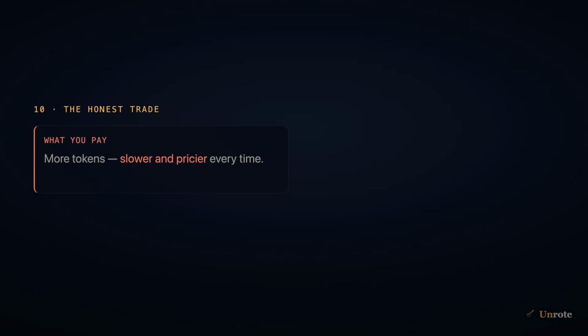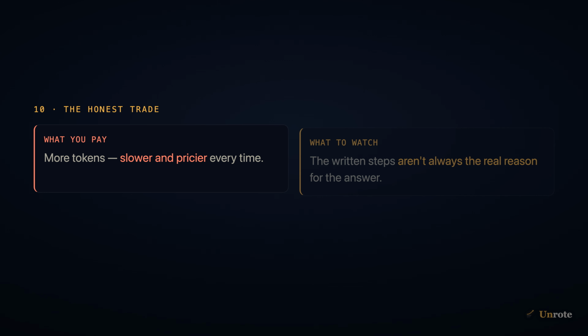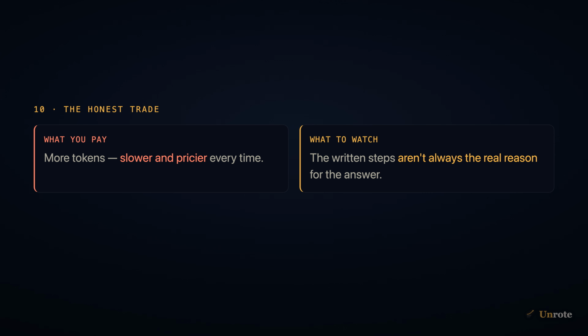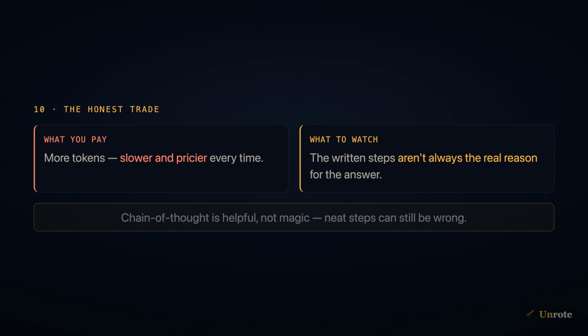Now, the honest trade-off, because it isn't free. Writing all those steps means more tokens, so it's slower and it costs more. And a catch worth knowing. The reasoning it writes isn't always the real reason for its answer. It can show neat steps and still be wrong.